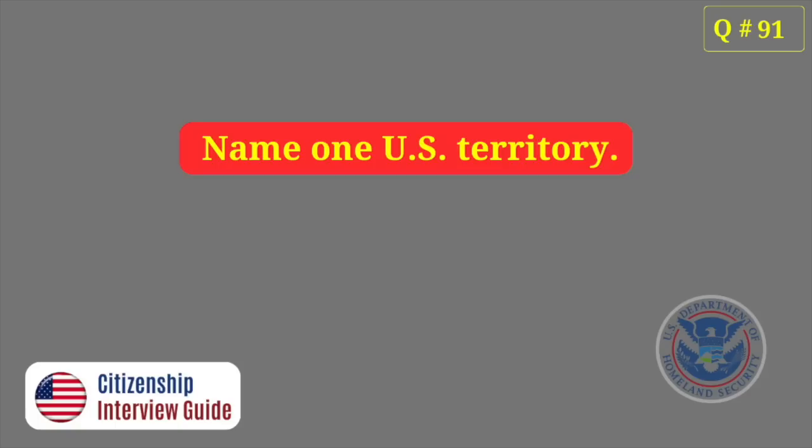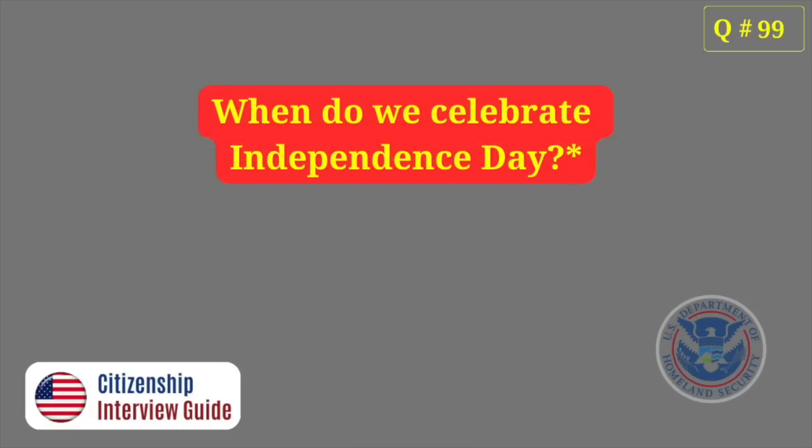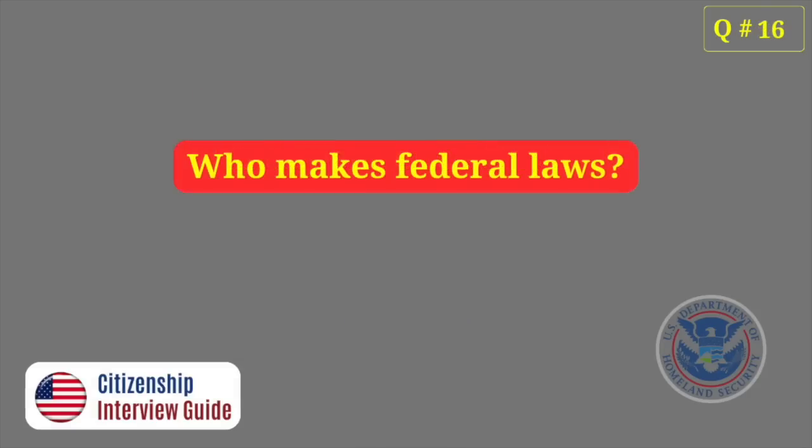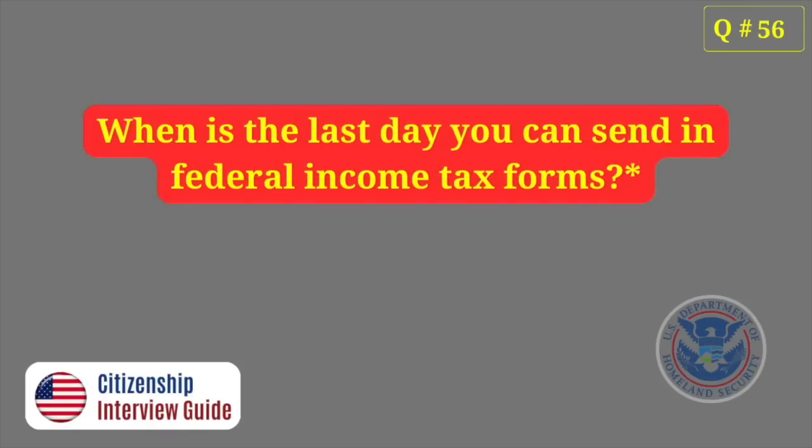Name one U.S. territory. Guam. When do we celebrate Independence Day? July 4. Who makes federal laws? Congress. When is the last day you can send in federal income tax forms? April 15.